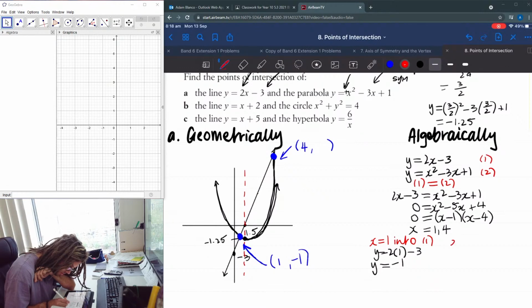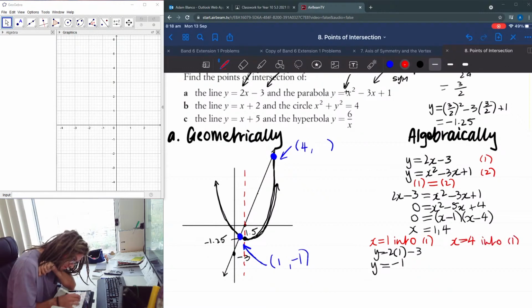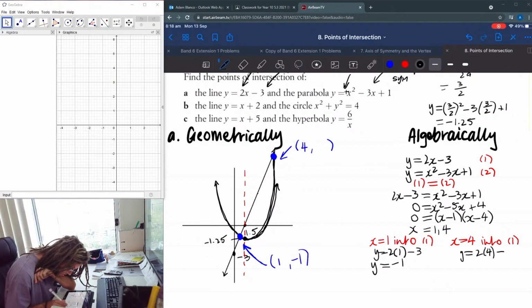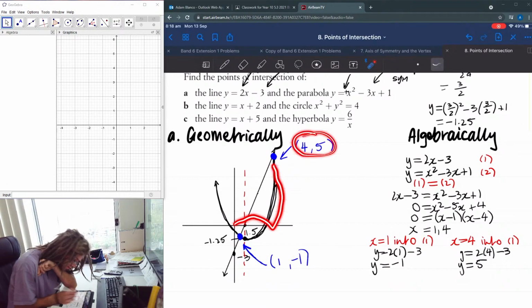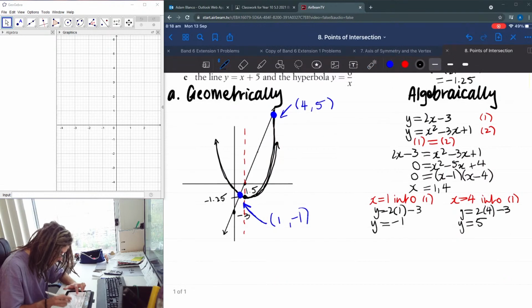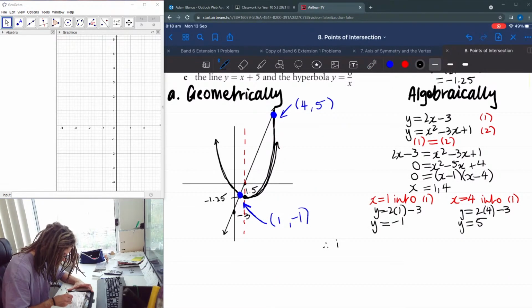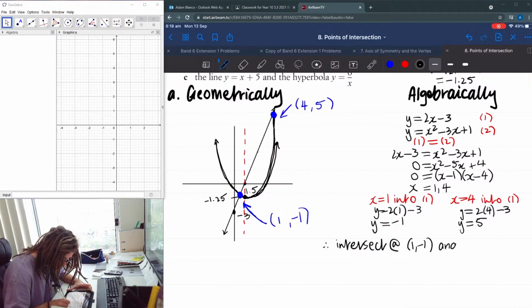Okay, so then I'm going to put x equals 4 into 1. So that's y equals 2 times 4 minus 3. That means y equals 8 minus 3 is 5. So this one's 5. So that's up there. You can see that makes sense. Across 4 and up 5, that looks like it makes sense. So then, let me just conclude. Therefore, they intersect at (1, -1) and (4, 5).